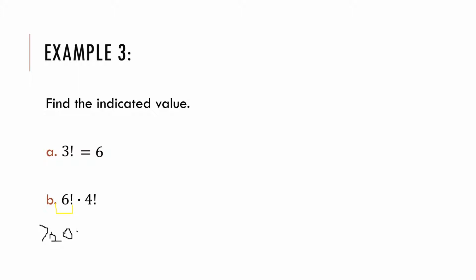And then you could multiply that times 4 factorial. You could find that separately. 4 factorial is pretty easy to find. That's 4 times 3 times 2 times 1. So that's going to be 24.